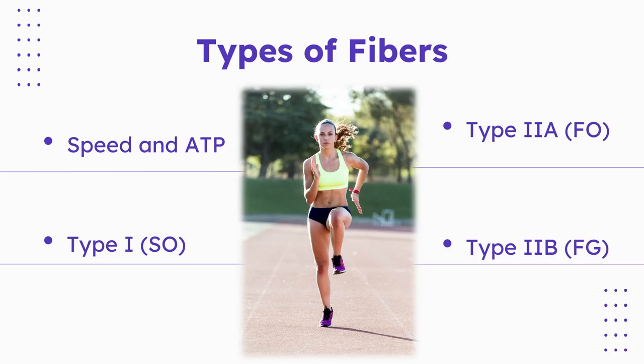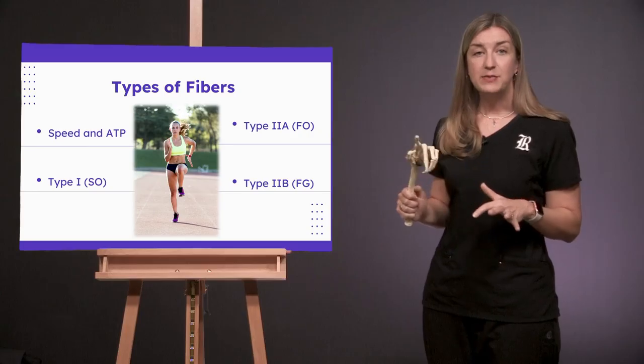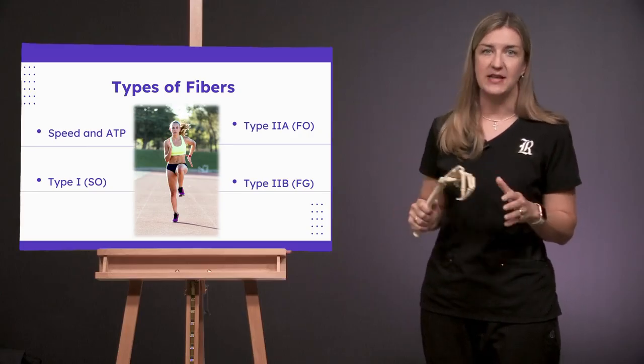Type 2A fibers are also known as fast oxidative fibers. As their name implies, they contract faster than type 1 or slow oxidative fibers and also use oxygen for aerobic respiration to make ATP. However, these fibers can also switch over to anaerobic respiration or glycolysis. Sometimes type 2A fibers are called intermediate fibers because they are in between slow and fast twitch, or type 1 and type 2B fibers. Type 2B fibers are the fast glycolytic fibers.